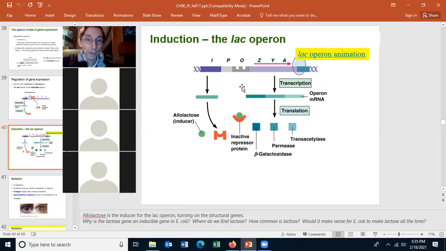I've got a question for you, and that is, the allolactose, the inducer, inactivates the free repressor protein, but it doesn't bind to the repressor protein if it's bound to the operator. So how do we have the repressor protein that's bound to the operator fall off of the operator so the inducer can bind to the repressor protein?